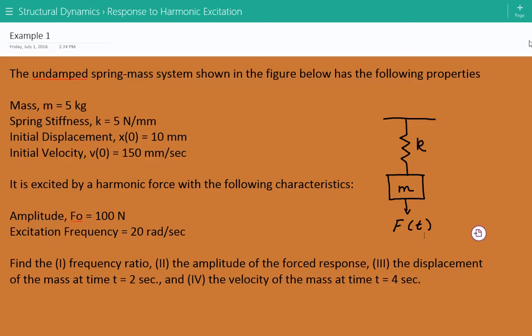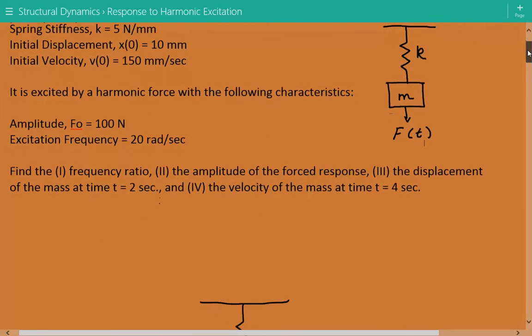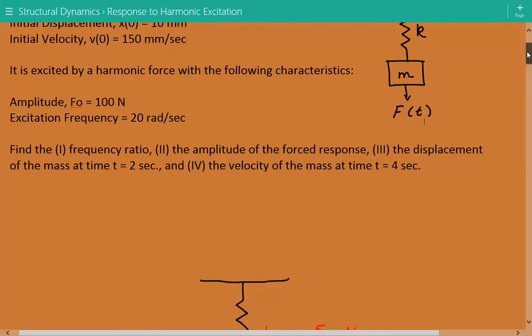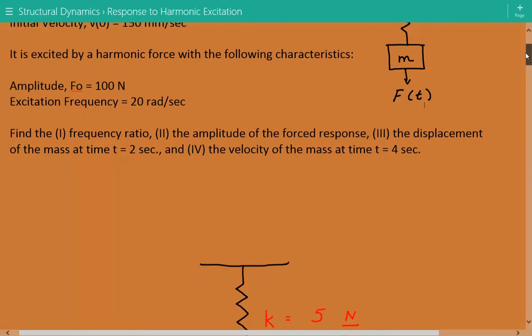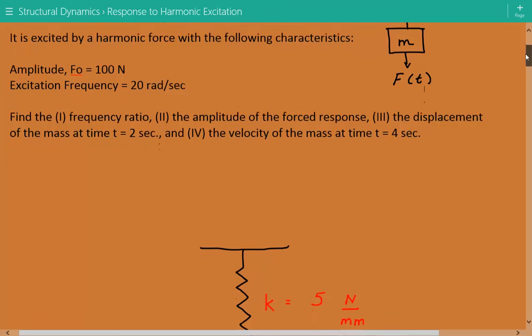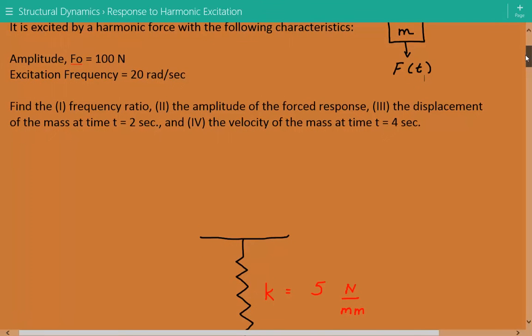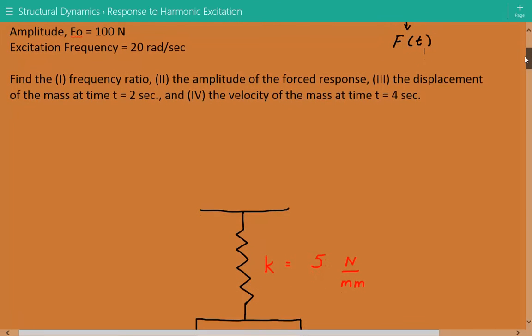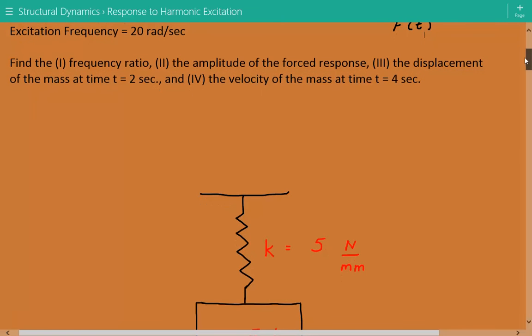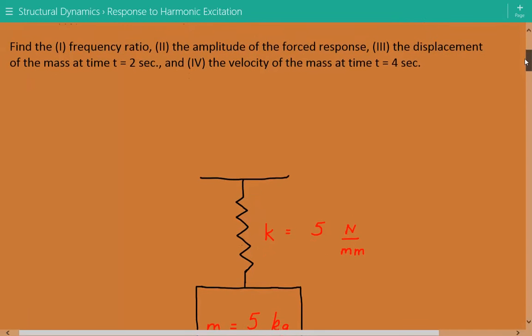And it's excited by a harmonic force with the following characteristics. The harmonic force has an amplitude equal to 100 newtons, and the excitation frequency is equal to 20 radians per second. And we need to find the frequency ratio, the amplitude of the force response, the displacement of the mass at time t equals 2 seconds, and the velocity of the mass at time t equals 4 seconds.